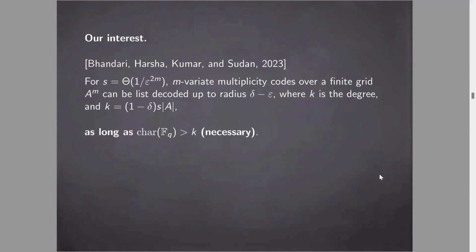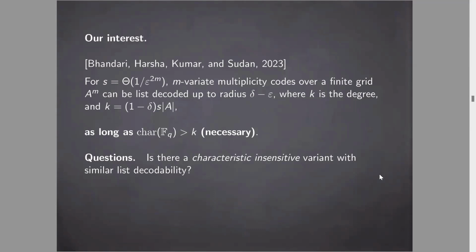Again, we encountered the same pathology that we require the characteristic of the field to be larger than the degree parameter, and this also turns out to be necessary. We can in fact lift the counterexample that we have for univariate multiplicity codes to even the multivariate multiplicity codes. We can construct similar counterexamples when the characteristic is small.